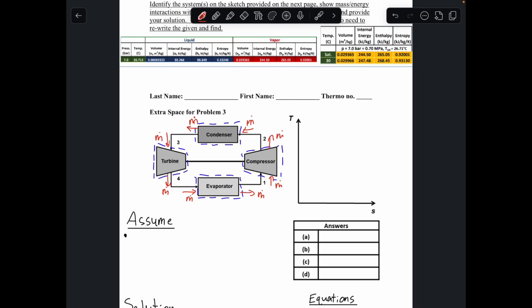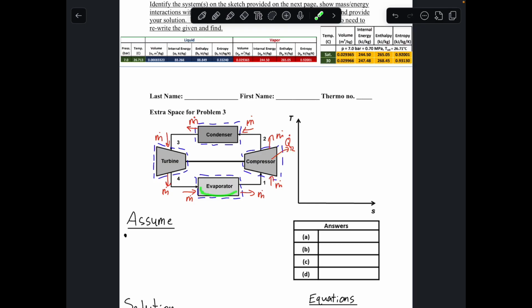Now let's talk about heat transfer terms. It tells us that our turbine is adiabatic here, which means that the heat transfer here is going to be equal to 0, but the compressor is not adiabatic. So we're going to have some heat transfer term coming out of the compressor here. I'll call that Q dot from 1 to 2 for the rate of heat transfer from 1 to 2 going out of the compressor.